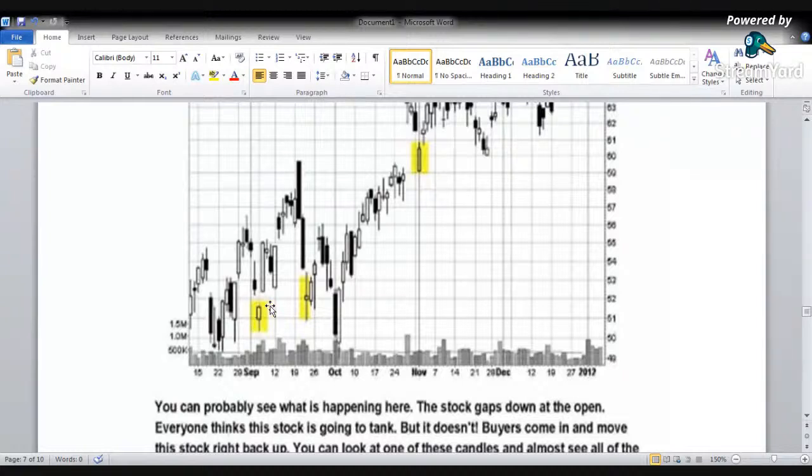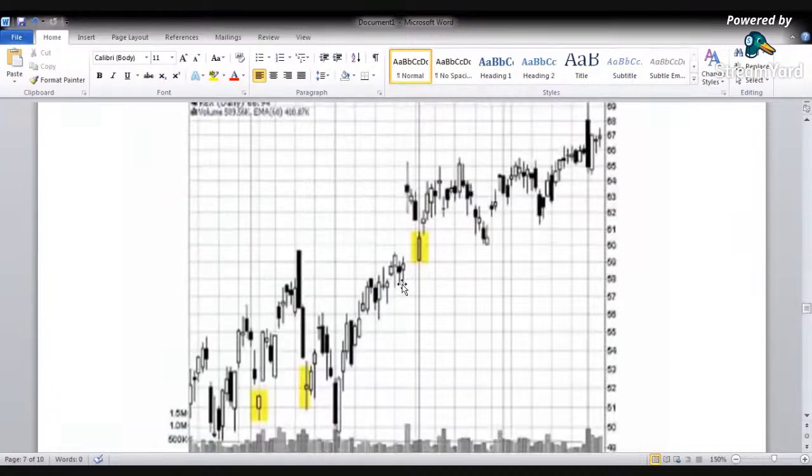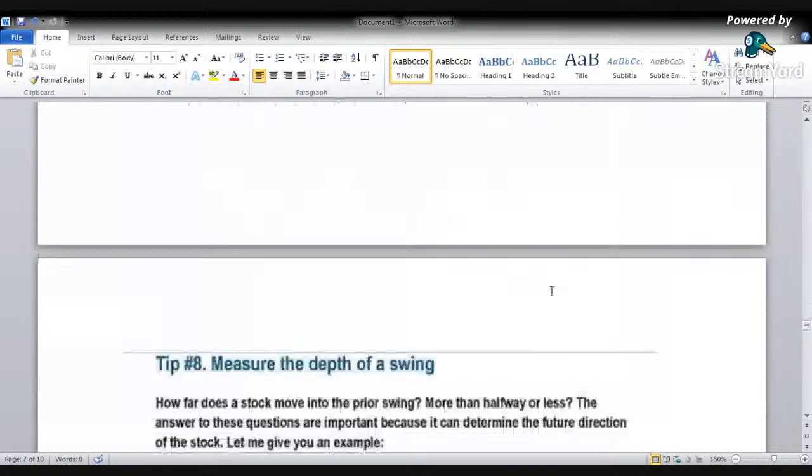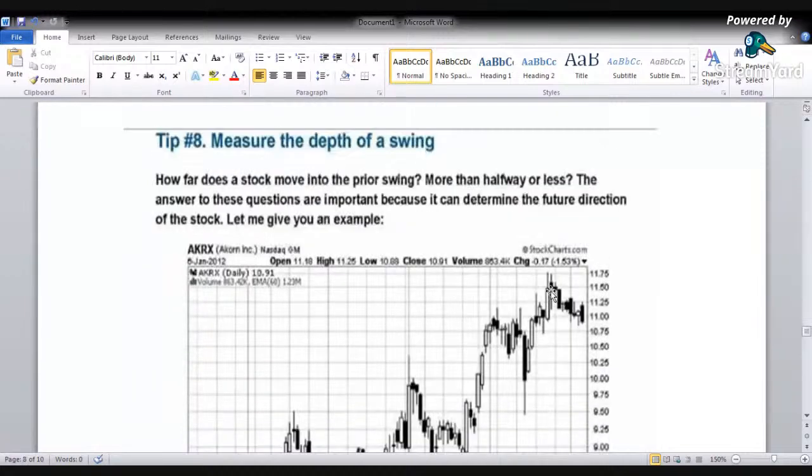So ibig sabihin, buyers are aggressive. Ito, another yellow line here. Nag-gap down din. Ganun din. Dito, nag-gap down din. The price opened at the bottom, but the closing is above the opening. So, it means the buyers are aggressive. So, next one is tip number 8. Measure the depth of a swing. Yung pag bumaba yung presyo, i-measure natin yung depth sa swing down.